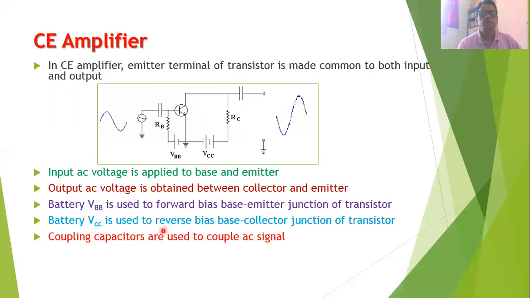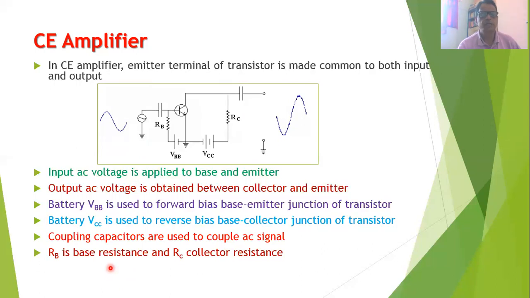Coupling capacitors are used in this circuit. So whenever we want to couple some AC voltage, or whenever we want to take some AC output, then we use the coupling capacitors. So the purpose of these coupling capacitors is to couple only AC, and they will block the DC voltages.